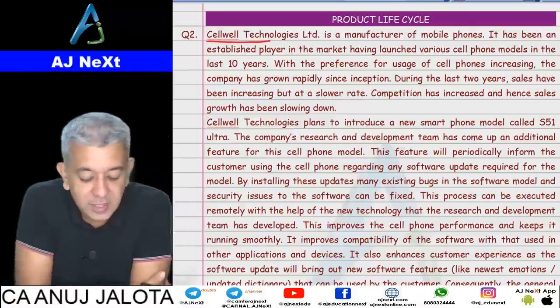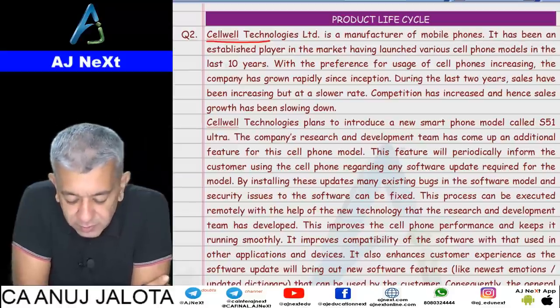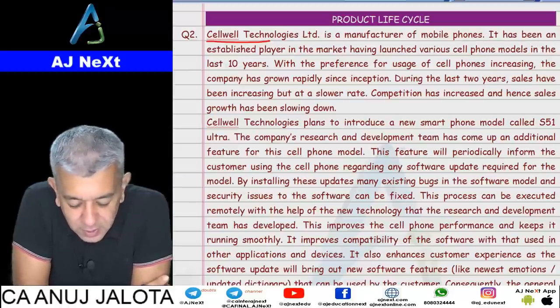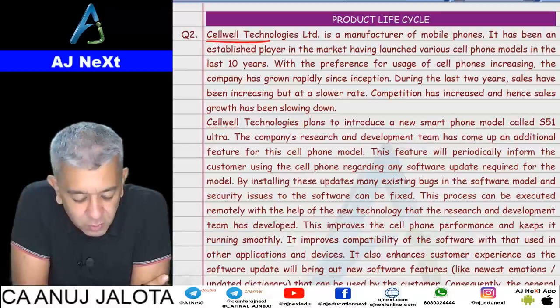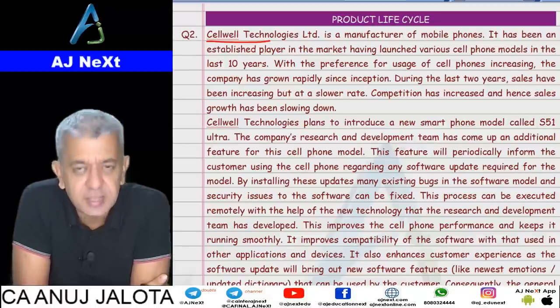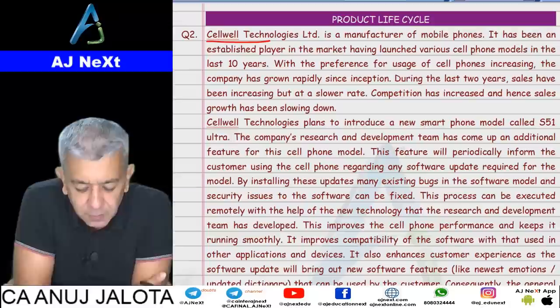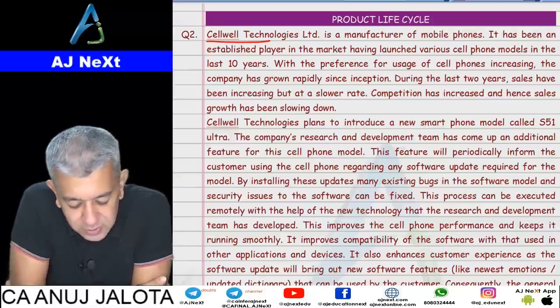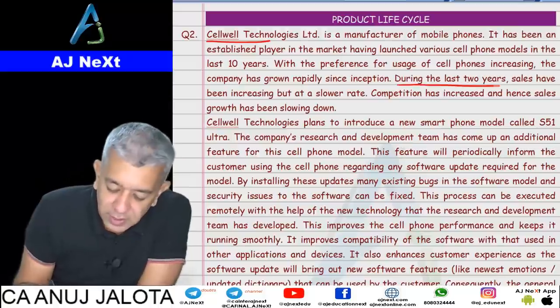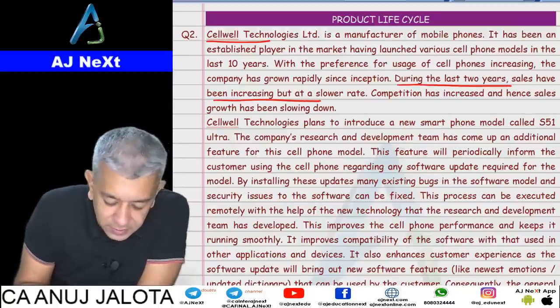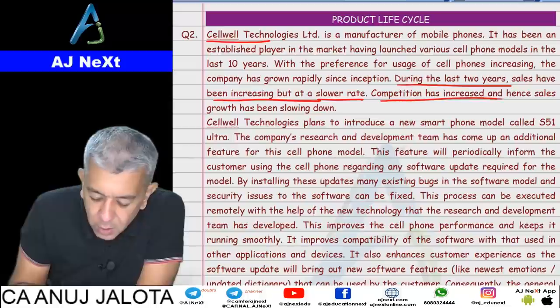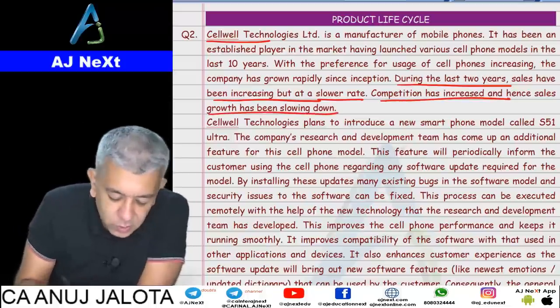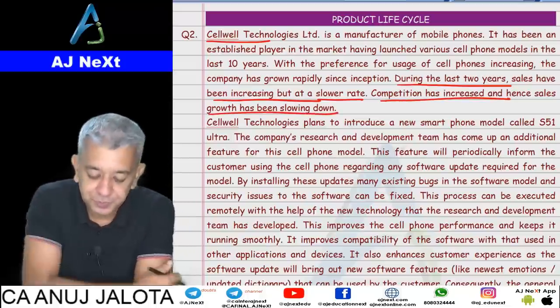Question number 2: Cellwell Technologies is a manufacturer of mobile phones. It has been an established player in the market, having launched various cell phone models in the last 10 years. With the preference for usage of cell phones increasing, the company has rapidly grown since inception. During the last 2 years, sales have been increasing, but at a slower rate. Competition has increased and hence sales growth has been slowing down.